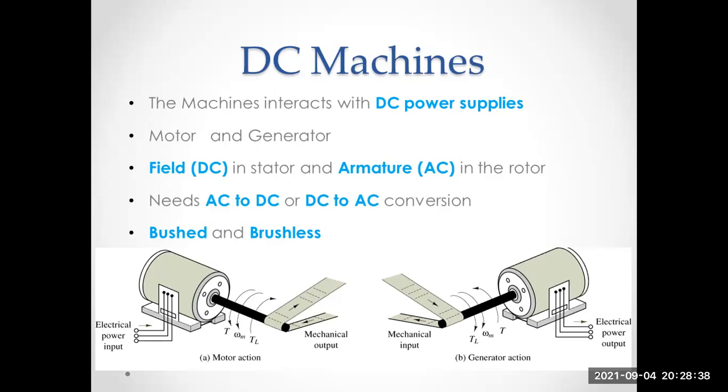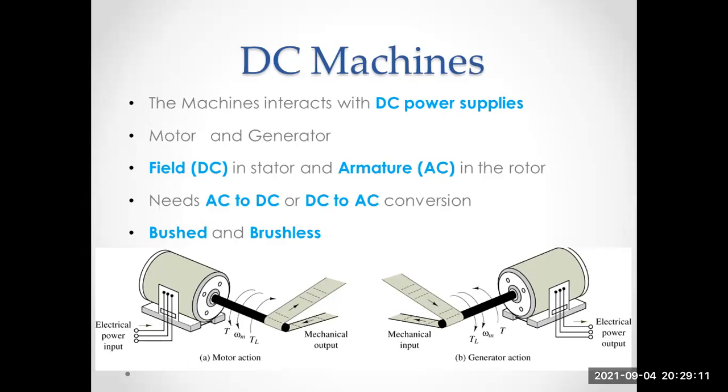Suppose I have a DC generator. Now, where will the output voltage be generated? In which component, which part of the machine? I am just asking in which part of the machine the voltage will actually be generated. In field or in armature? Armature. You just recall the definition. Field comes in the middle.